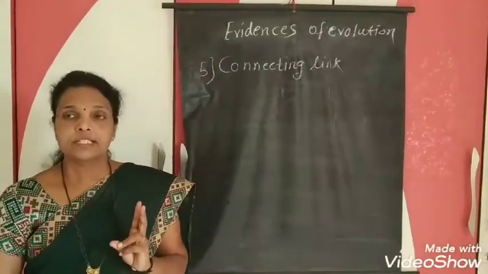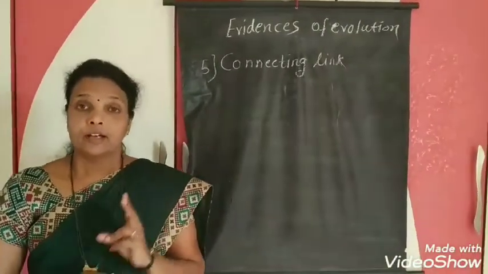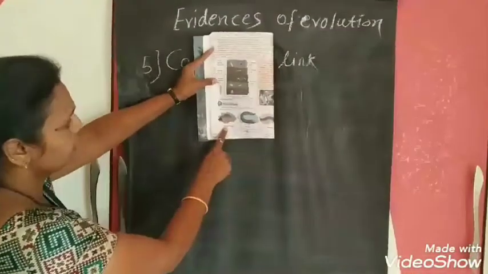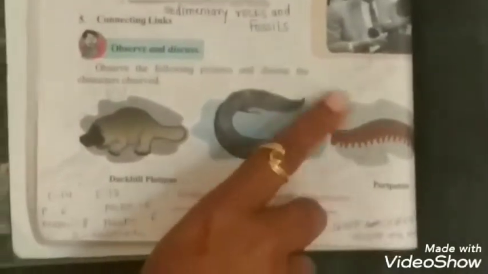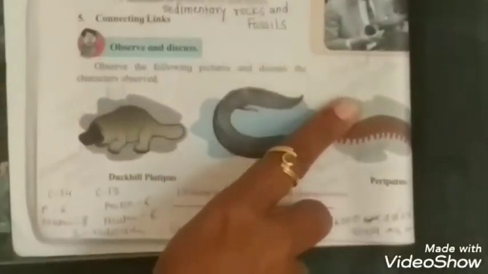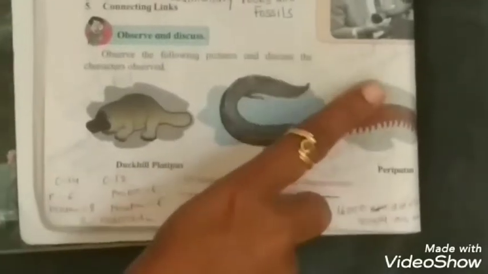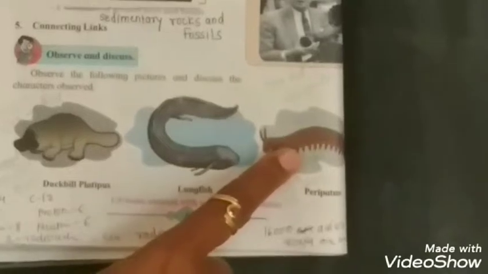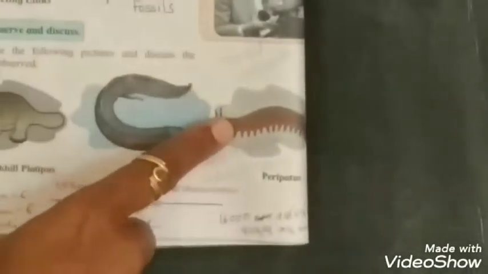For example, some animals are there: a peripatus, duckbill platypus and lungfish. When we observe the peripatus, it is showing the segmented body and thin cuticle like group Annelida, and open circulatory system and tracheal respiration like Arthropoda. So this is the connecting link between Arthropoda and Annelida.